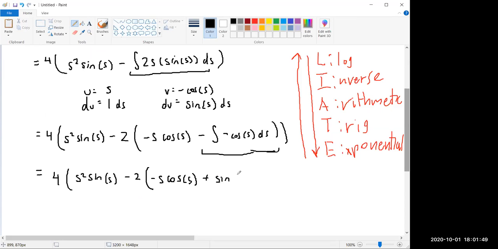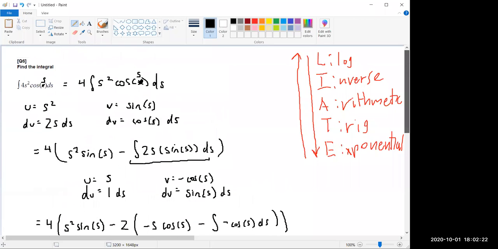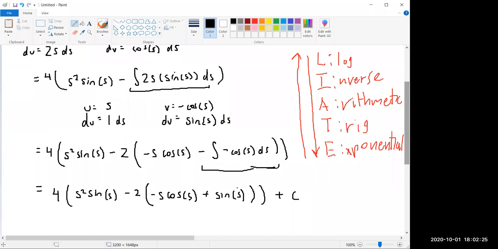Of s. You don't need to write ds because we integrated. So close parentheses and then close parentheses. And then you add plus c. And then we just simplify it if we want to. If you want to, I probably would just stop here. Okay, so this would be your answer. All right. Is everyone good on that?